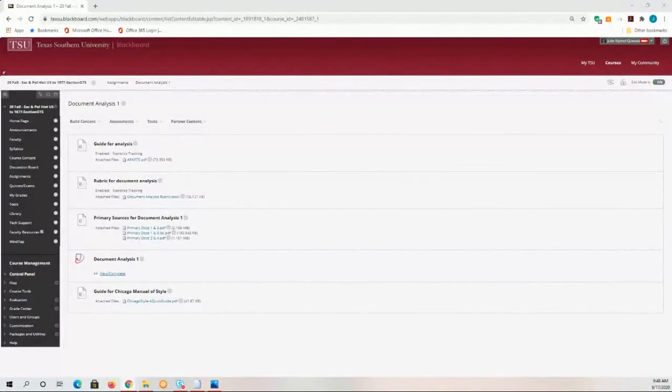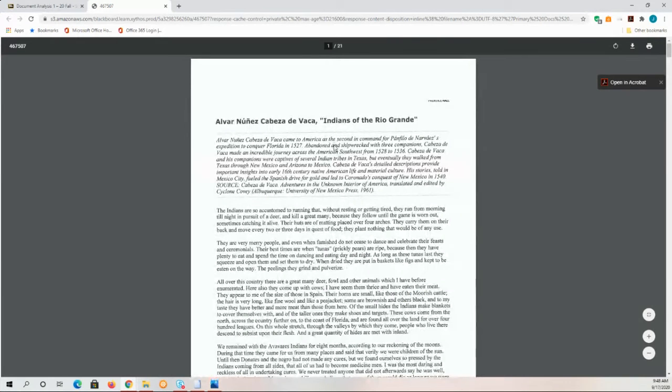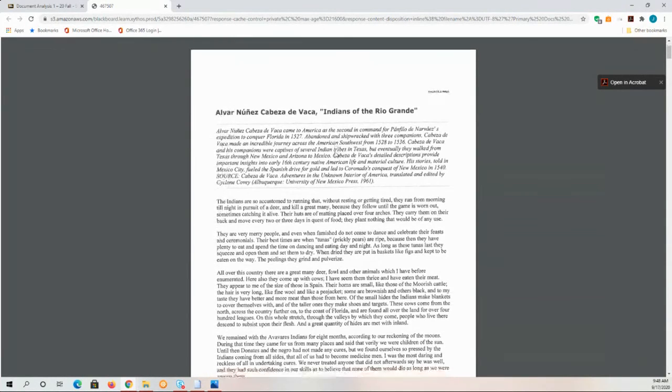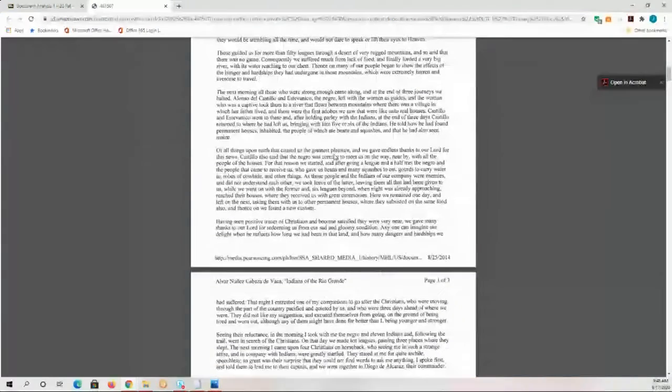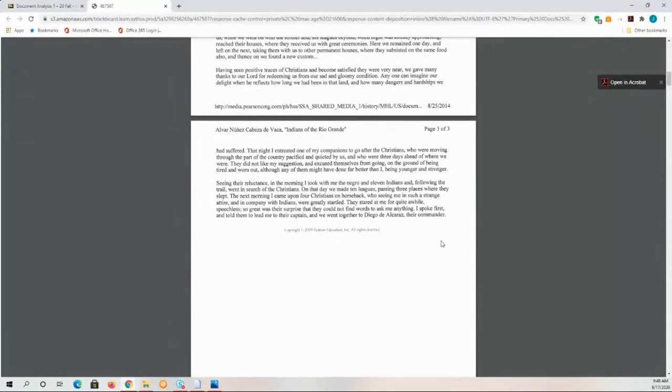Okay, now we're recording. So the first thing you want to do is pick a document. There were some questions over the length of the documents and which one we pick. Do we do the whole thing? No, you only do one document. So if you're going to do, say, this one, Indians of the Rio Grande, you're only doing these 3 pages. Once it stops, that's the end of that document.